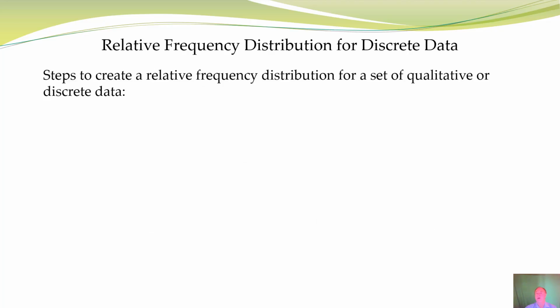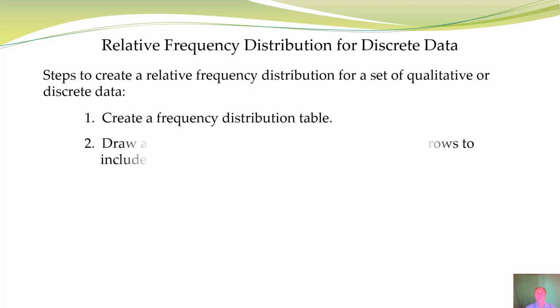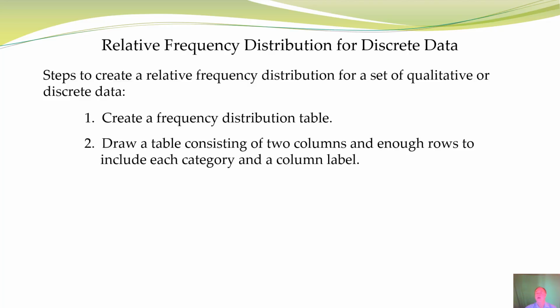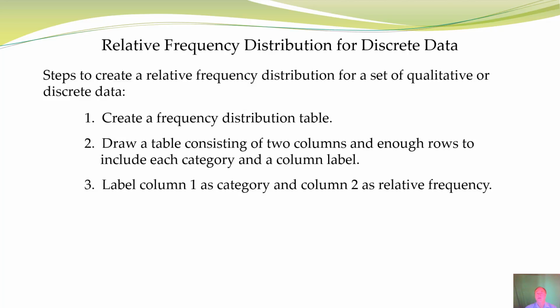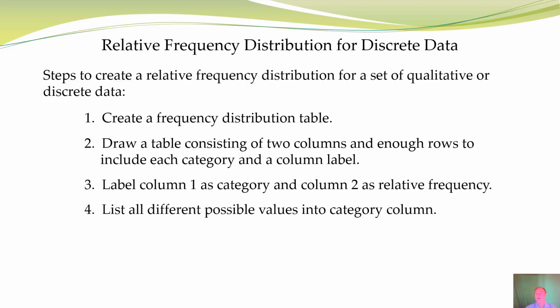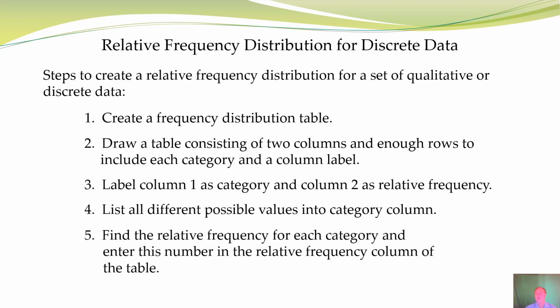Steps to create a relative frequency distribution for a set of qualitative or discrete data. Create a frequency distribution table. Draw a table consisting of 2 columns and enough rows to include each category and a column label. Label column 1 as category, column 2 as relative frequency. List all different possible values into the category column. Find the relative frequency for each category and enter this number in the relative frequency column of the table.